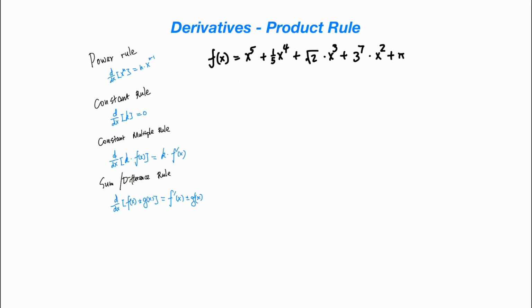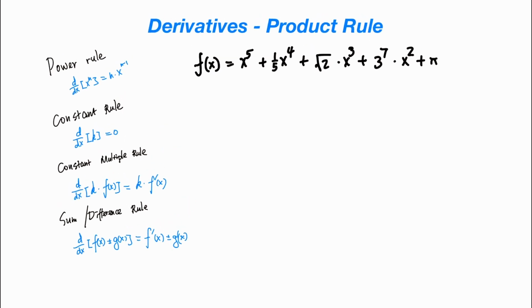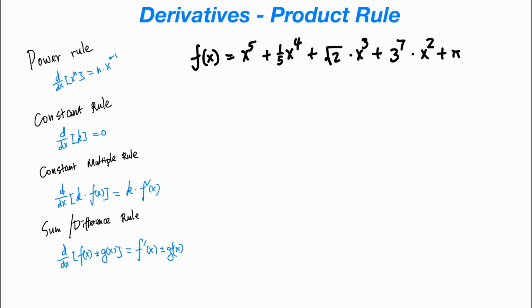So using these four rules, let's see if you can solve this problem. Find f prime of x, or the derivative of f of x. And pause the video if you want to take a try, and proceed with the video when you're done. So first step, let's break it up using our sum and difference rule.